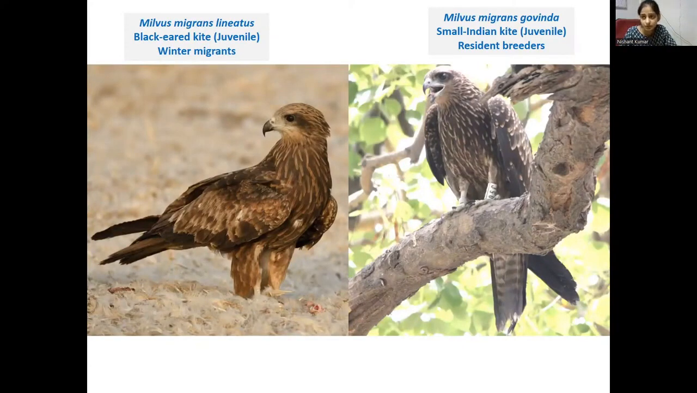The resident Milvus migrans govinda, which is the small Indian kite, and the migratory Milvus migrans lineatis. Now, both of them can be quite difficult to distinguish, but there are some features that help us. The lineatis weighs roughly twice the weight of the govinda bird, has a lighter cere and tarsi coloration, longer feathers near the tarsi, and a white carpal patch on its underwing. However, both of them being subspecies have a lot of overlaps on their morphology.